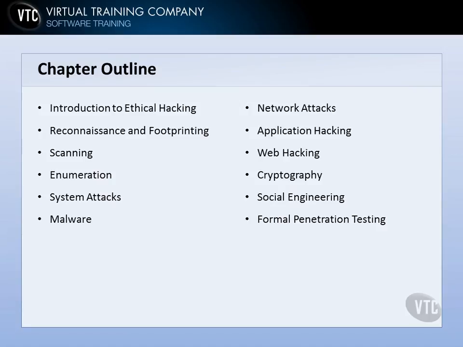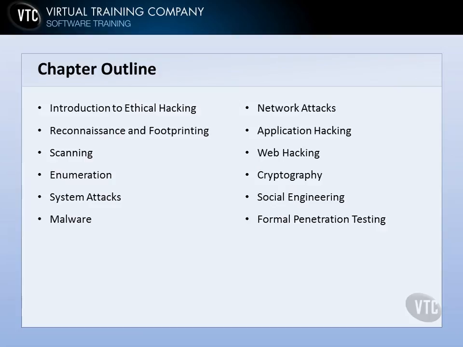Some of that methodology involves reconnaissance and footprinting, and that's where you basically get information about your target and figure out who you're trying to hack and what resources they have. We also talk about scanning, in particular network scanning, to learn what kind of open ports and services are on boxes. We'll also talk about enumeration, and that's basically getting information about a network and an organization. Then we'll move into system attacks.